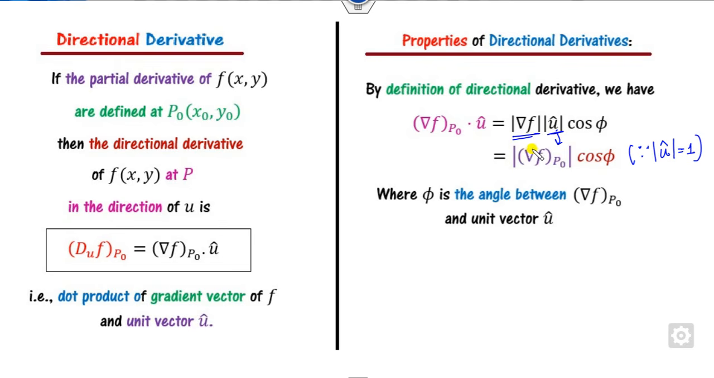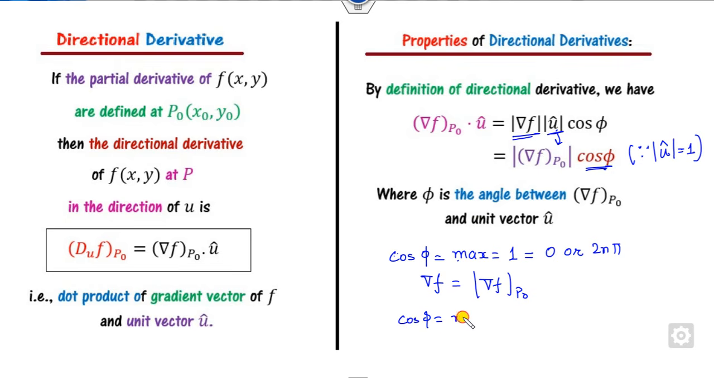Now from here, you can say when this will be maximum, the maximum will be 1. When will it be 1? When phi is 0 or 2n pi. So when cos phi is maximum, the directional derivative is maximum at the point P0. When cos phi is minimum, cos phi is -1, and for what value of phi is cos phi -1? It is pi.